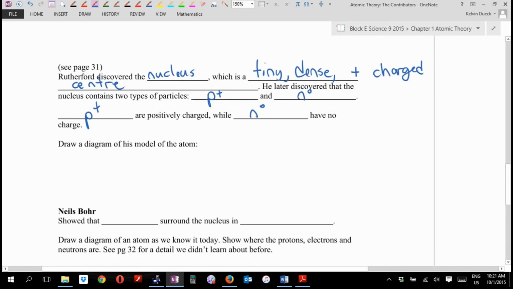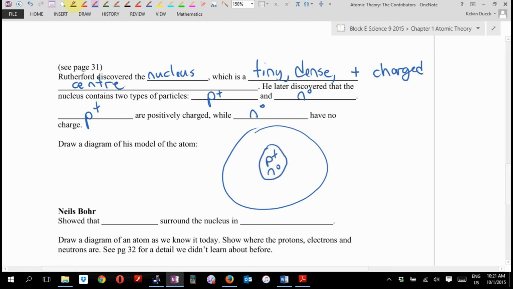So his model, not quite right yet. He said, okay, I have protons and neutrons in the middle, and then he kind of figured that the electrons were kind of scattered. He had them outside, but he didn't know quite how. He might have had some here, some. He knew they weren't in the nucleus, is all. He knew that.